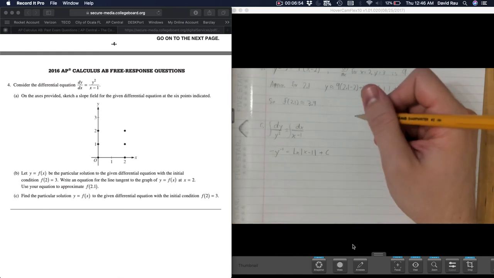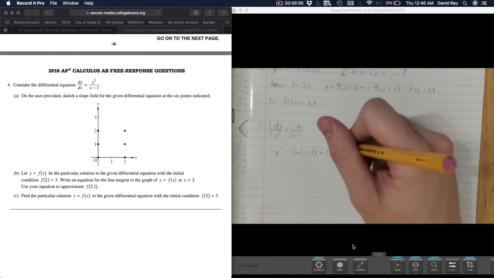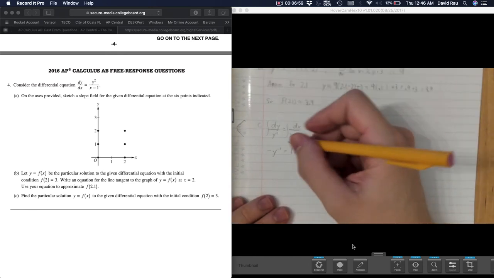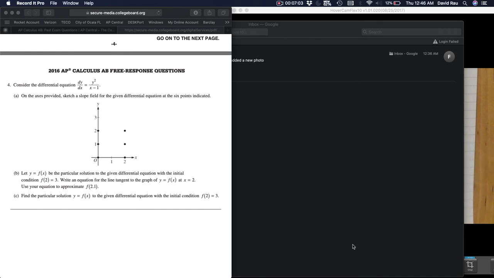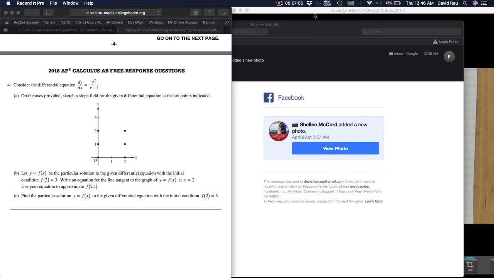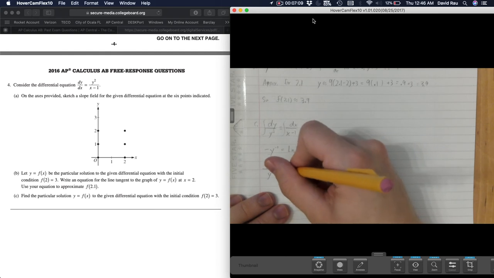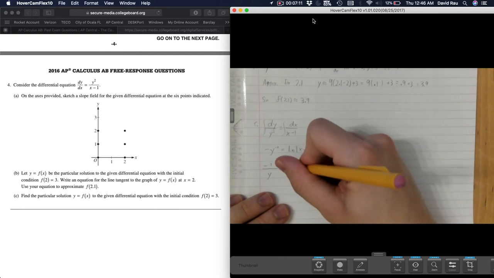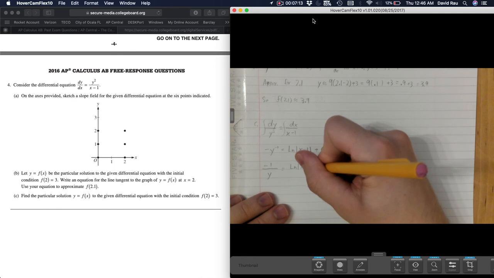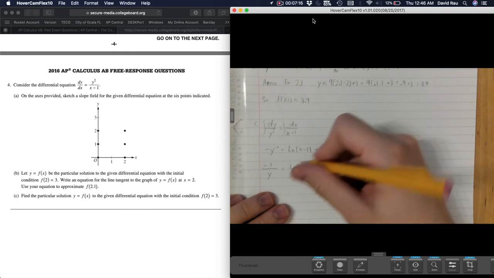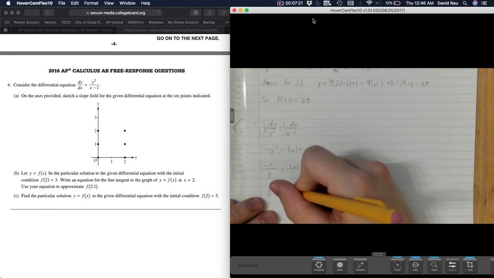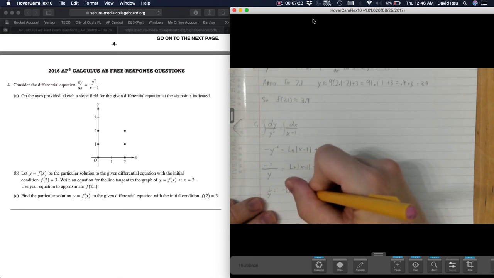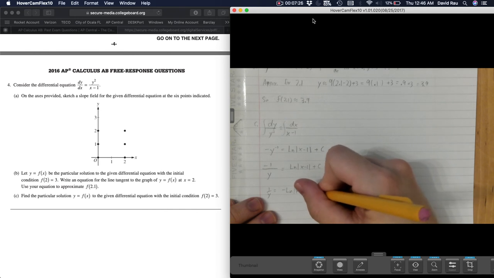Now probably on the scoring guideline, they use the initial condition here and then solve. I just don't like to. So it's going to take a little bit, but I'm going to write this as negative 1 over y. Negative 1 over y is ln of x minus 1 plus c. Now I'm going to get rid of the negative. So I'm just going to have 1 over y equals negative ln of x minus 1, still plus c, because the negative and the c can just absorb.